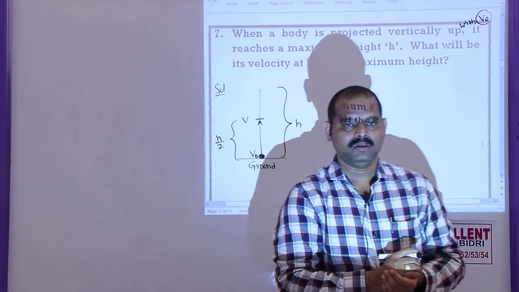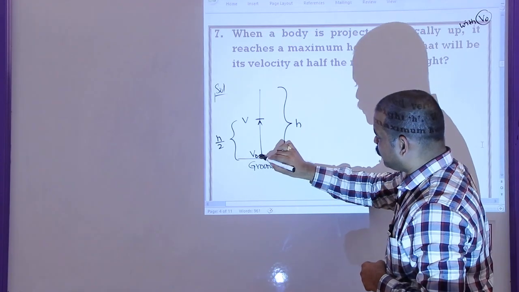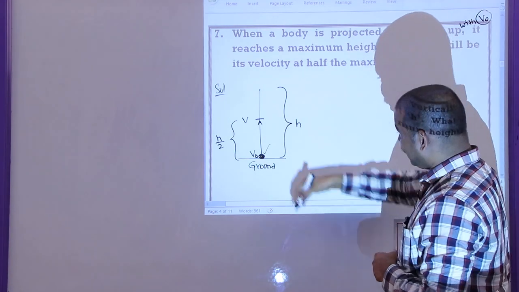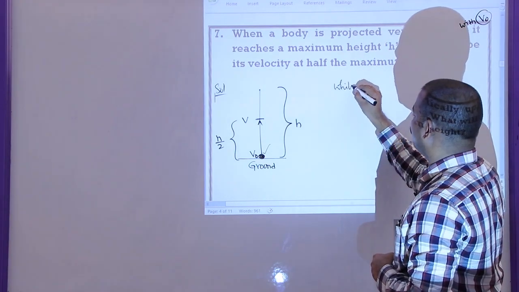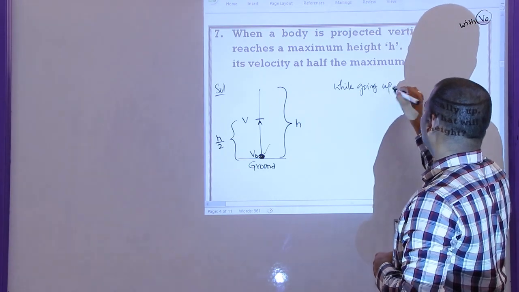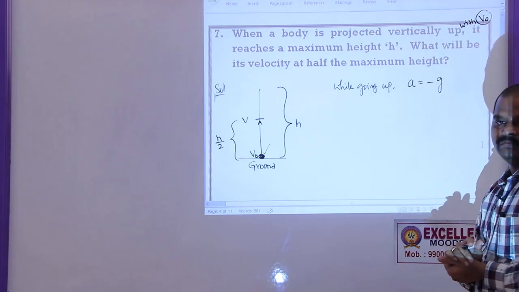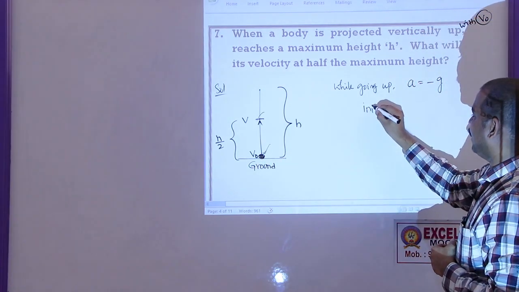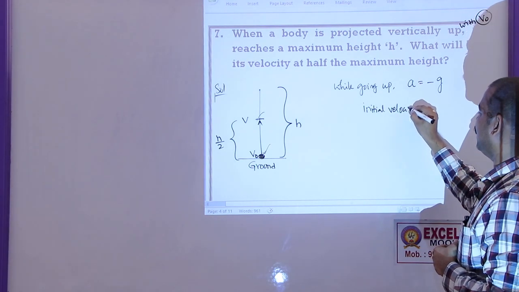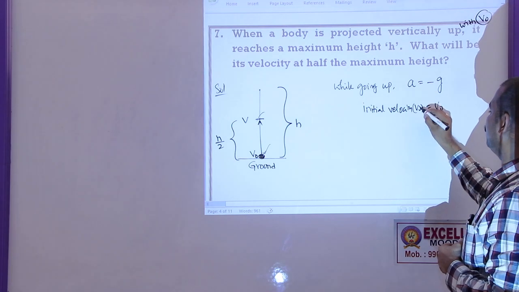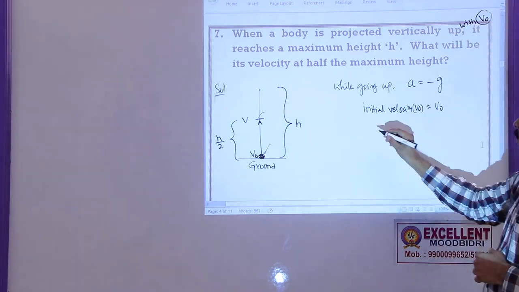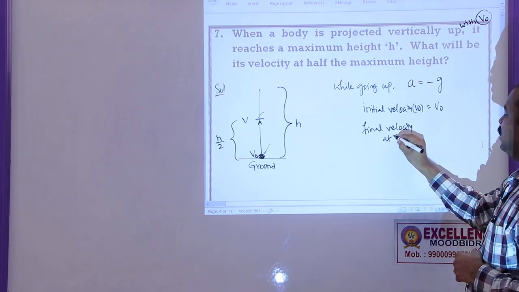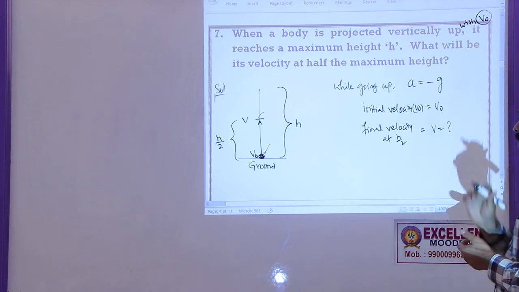Now, how to find this one? Here we have two cases. In the first case, the body is thrown with a velocity V naught and reaches maximum height. But in the second case, from here to here, while going up, acceleration is always negative. Now, let me take only these 2 points. The initial velocity is V naught, then the final velocity at h by 2 height is V, that we are finding.